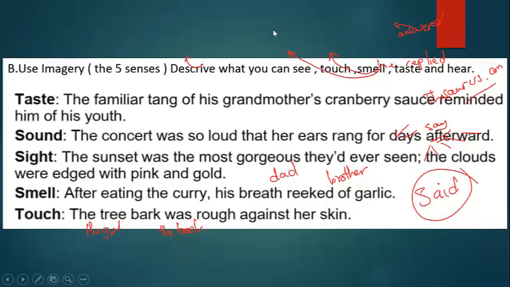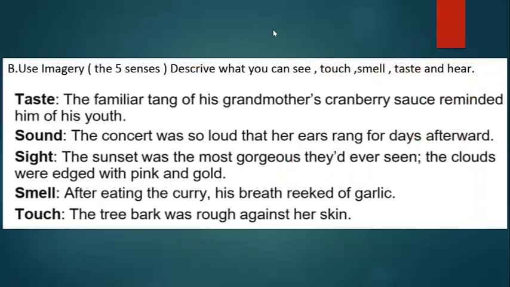The third part, and I hope it's going to be the last part for today. The third rule is using imagery. So again, how to be descriptive using strong words, strong verbs, strong adjectives. Okay, number two, using images, or what we name as imagery. Imagery means using the words that refer to the five senses.